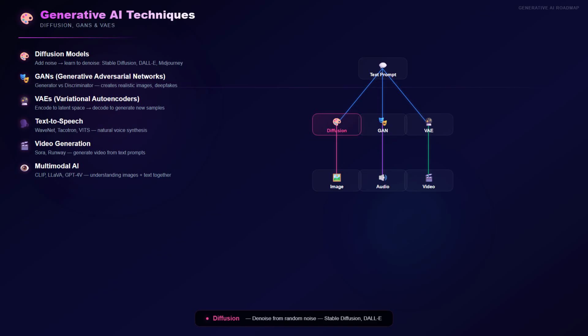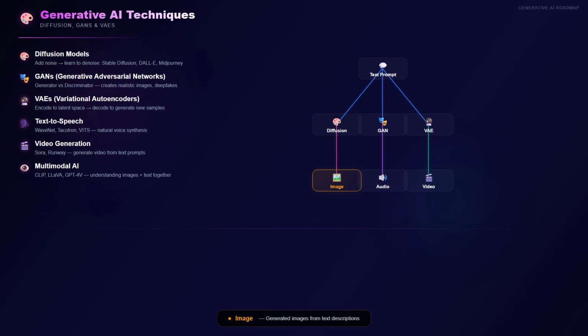GANs, or generative adversarial networks, use two competing networks. A generator creates fake images and a discriminator tries to detect them. They push each other to improve, resulting in incredibly realistic outputs. Variational autoencoders encode data into a compact latent space and then decode it back. By sampling from the latent space, you can generate new data. They're used in image generation and drug discovery.